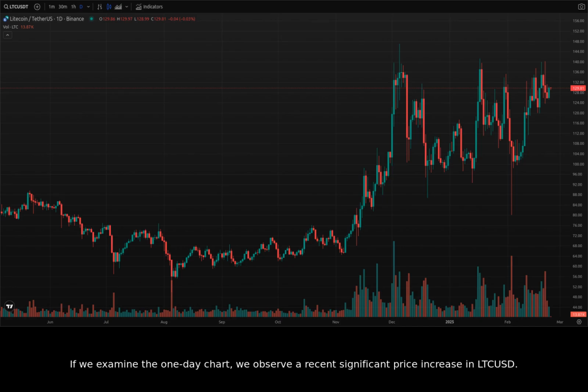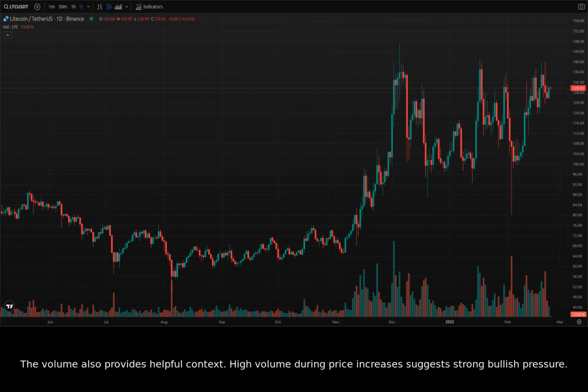If we examine the one-day chart, we observe a recent significant price increase in LTCUSD. The price has been consolidating within a certain range for a while, suggesting a period of indecision in the market. Looking at the candlestick patterns, we can see instances of both bullish and bearish candlesticks. This suggests that the market is currently uncertain about the future price direction.